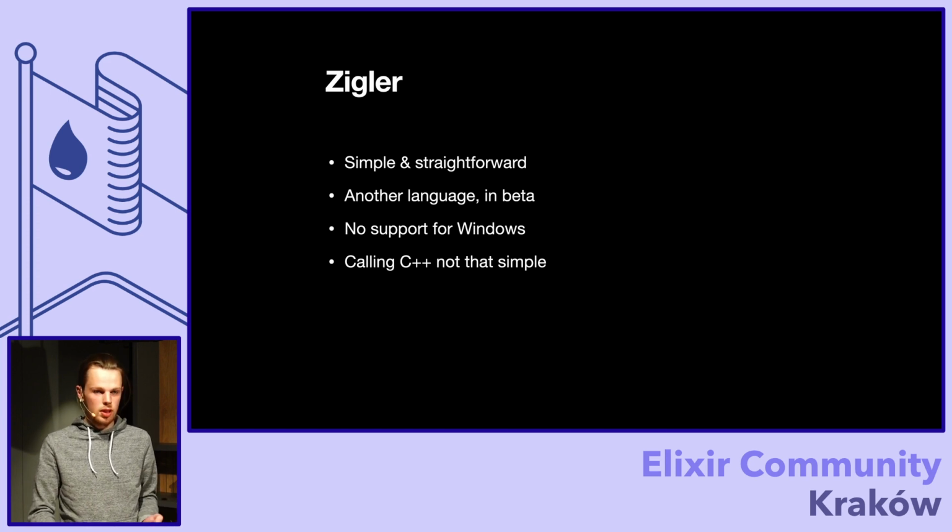The problem with Zig is that we still have another language. It's quite suitable in this case, but it is still another language, and moreover, it's in beta. So this is another thing that you have to rely on in your project. Also, it doesn't support Windows, and it's meant to interoperate with C. So calling some sophisticated C++ API may not be that straightforward.